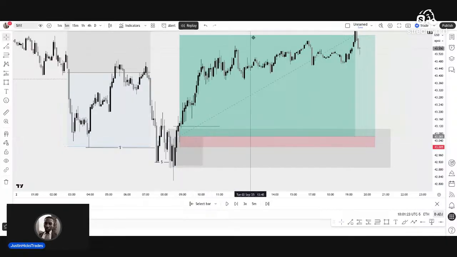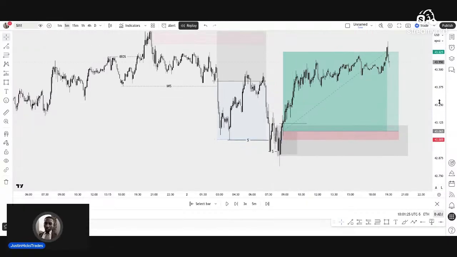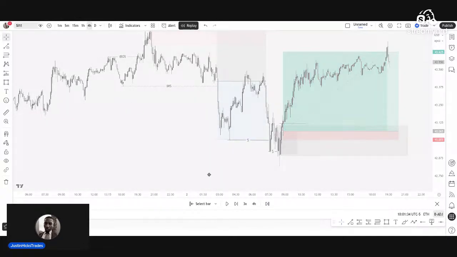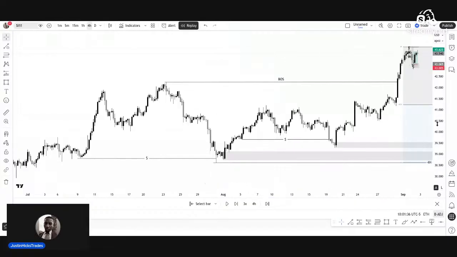I hit a 1 to 9 reward in this trade. Now, I know I did a lot of talking to myself, kind of. So let's rerun this and let me show you what I did one more time.